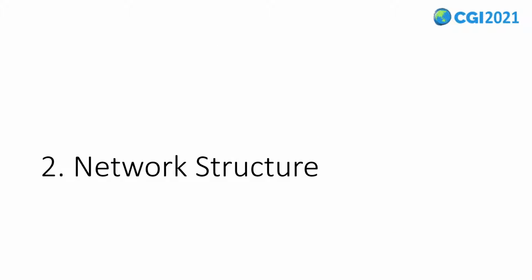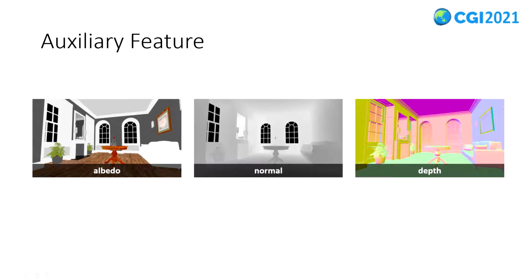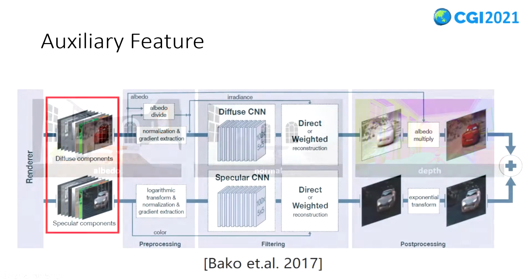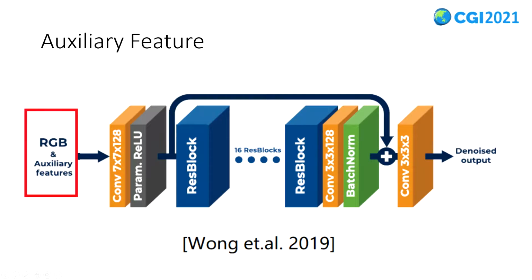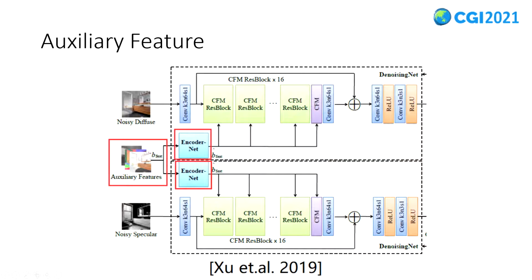Part 2. Network structure. As mentioned above, the auxiliary features are easy to get and are very helpful for the denoising task. At first, researchers simply concatenated the noisy colors and the auxiliary features as the network input. Then Xu and Wang showed that encoding noisy color and auxiliary features separately gives better performance.